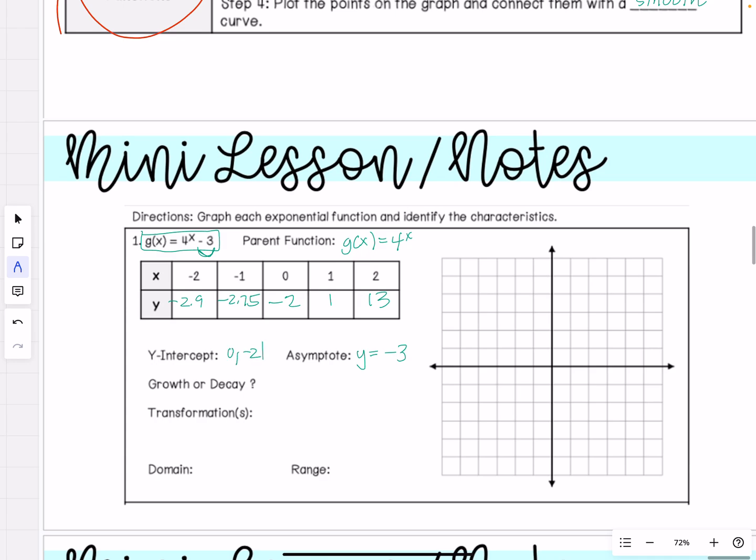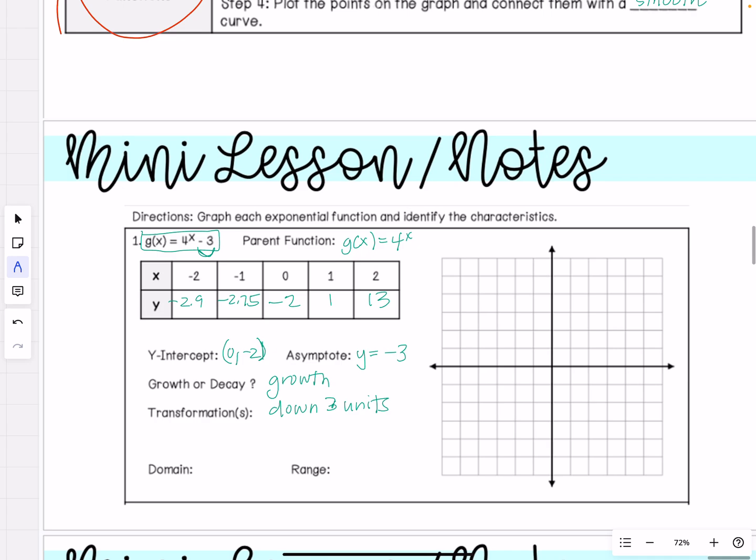Is this growth or decay? Is our B value greater than 1? Our B value is greater than 1, so this is going to be a growth function. Transformations, we're going to take our parent function and shift it down 3 units. Let's go ahead and plot our points and sketch our curve.